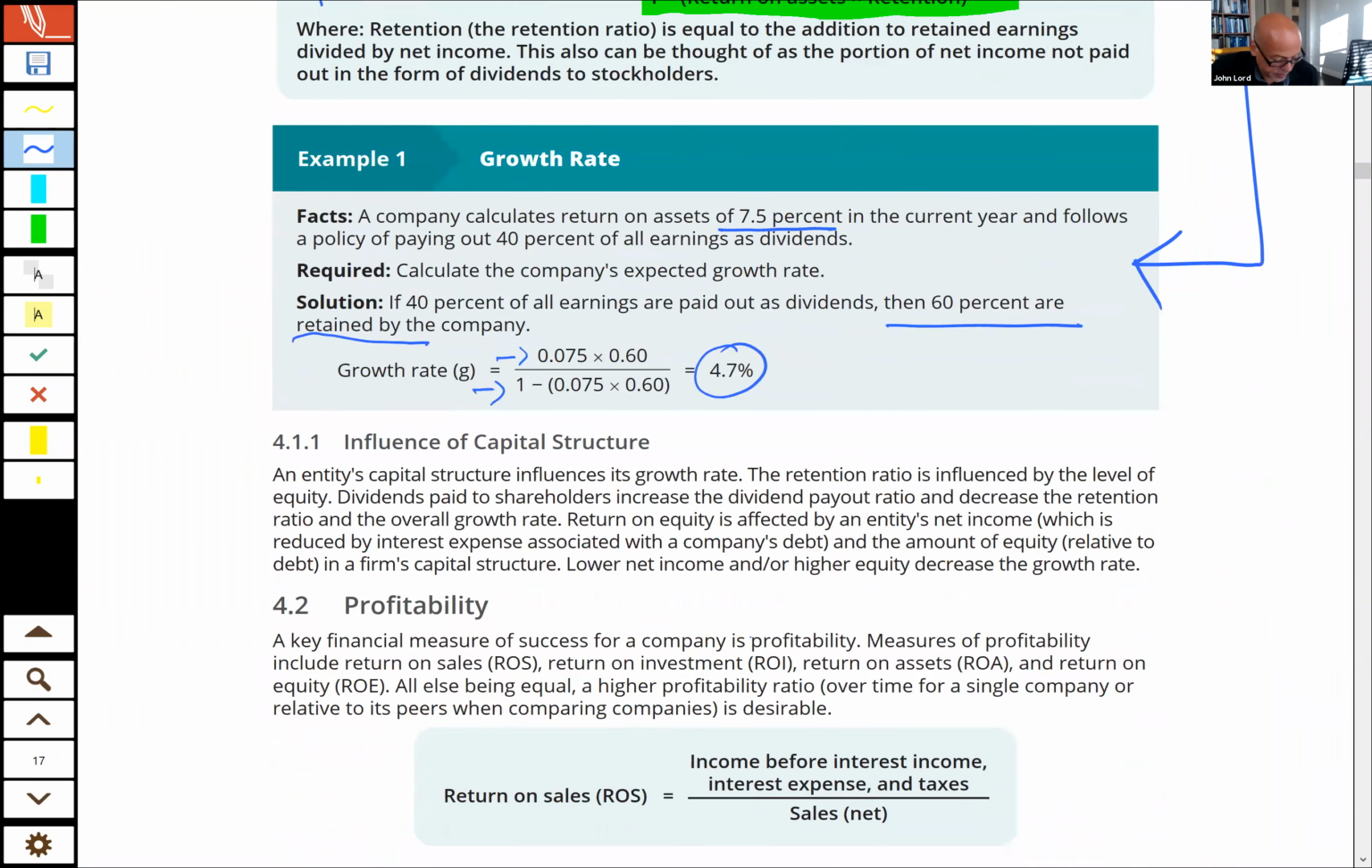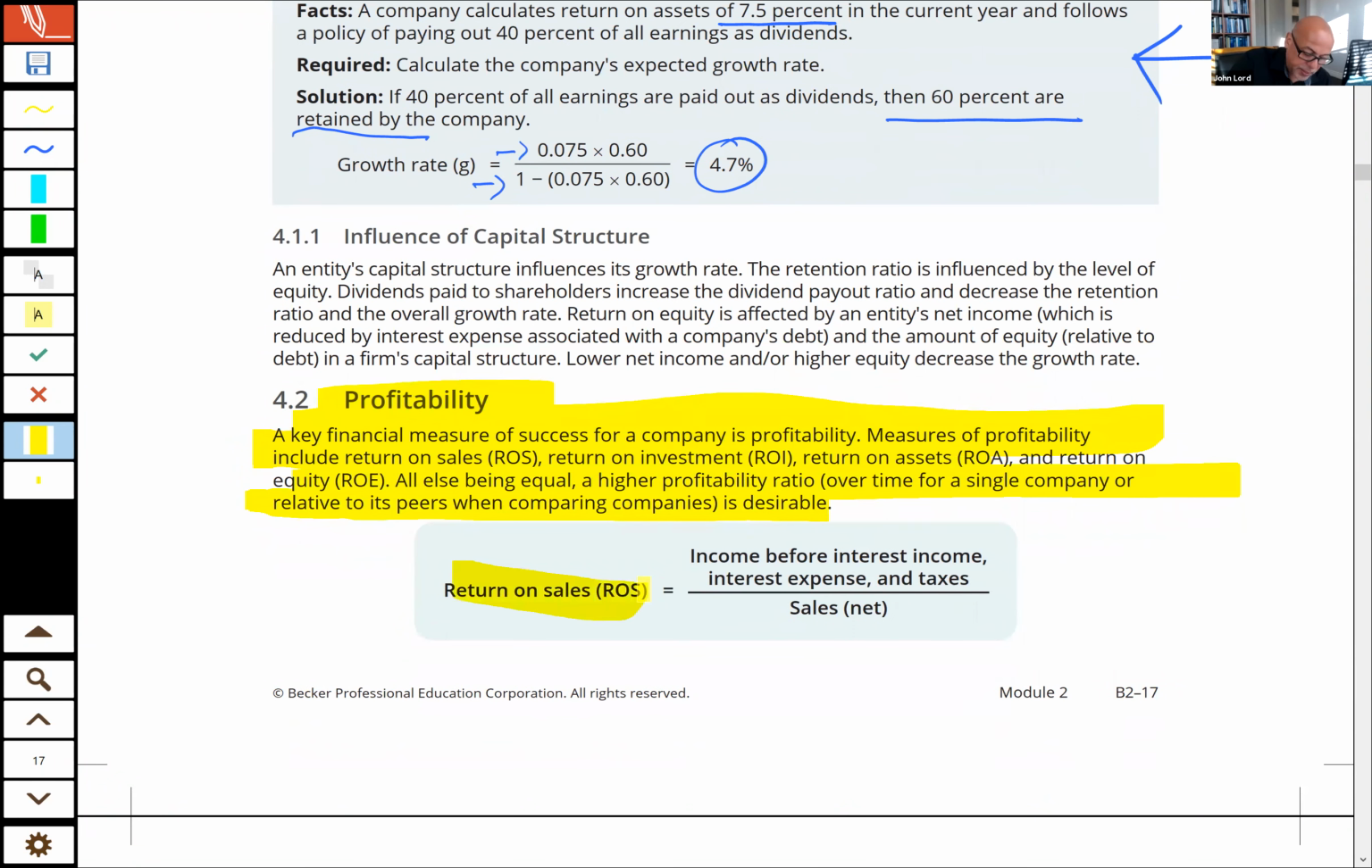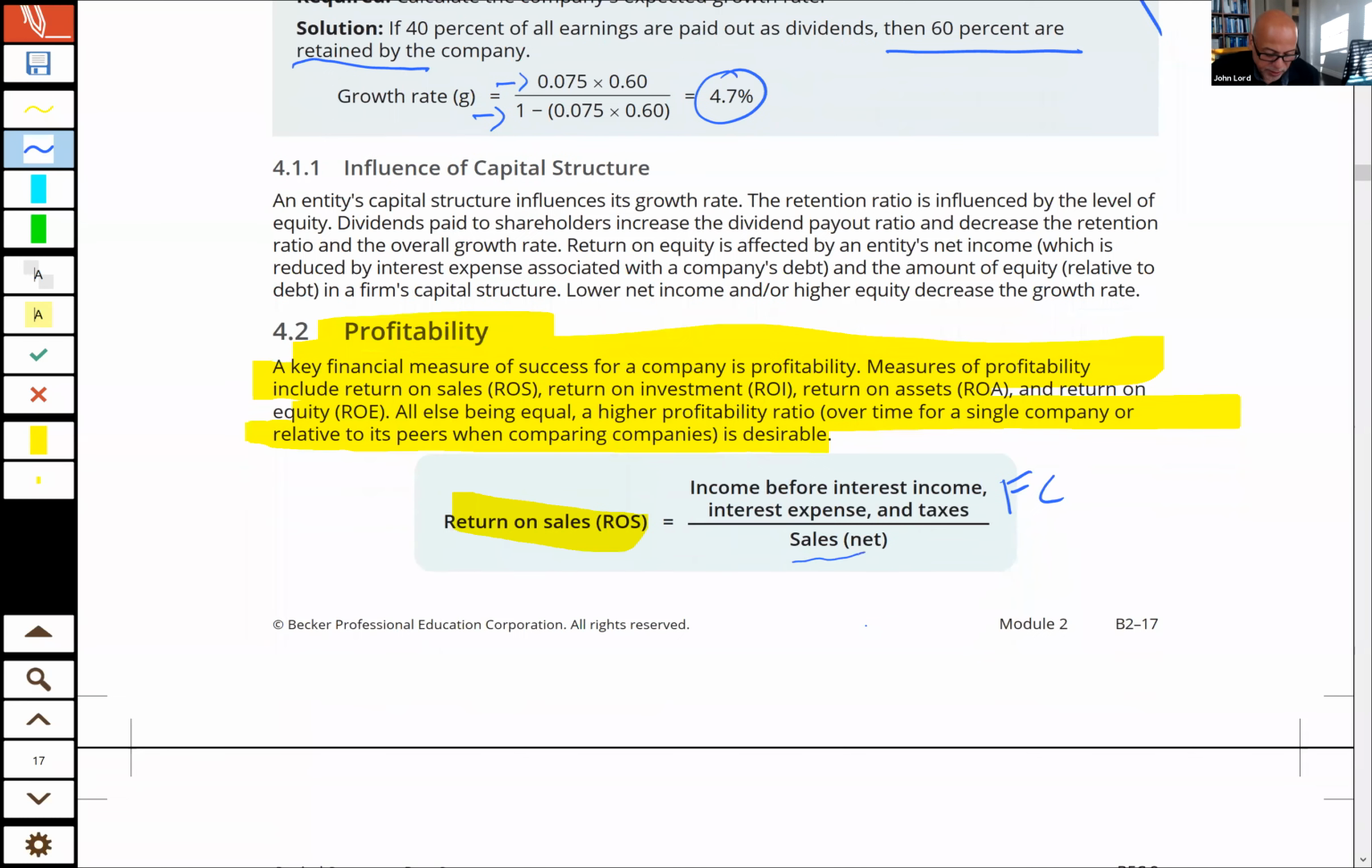Okay, good. Come over and let's take a look at profitability, a key financial measure of success for companies. It includes return on sales, return on investment, and return on assets. All else being equal, a higher profitability ratio means that an entity is more desirable versus its peers. So notice here, guys, that we have to take income before interest expense and taxes. You may see some questions that call that out for the return on sales part of the profitability formula. It may basically be operating income. So if they give you operating income, then you can use that over net sales. That's sales minus returns and allowances and discounts, right?